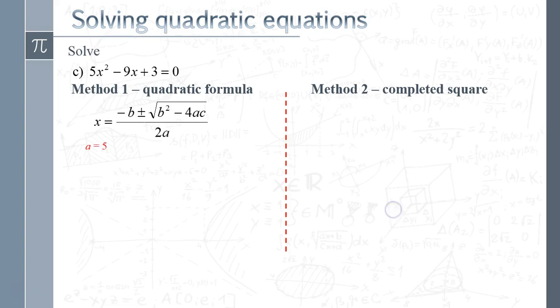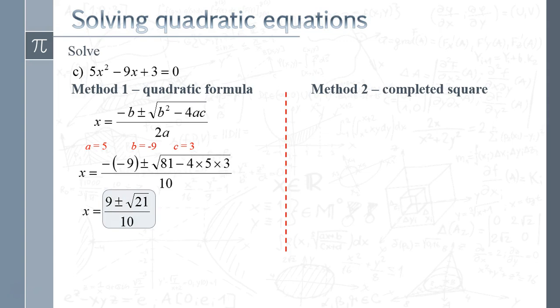There's my formula. Here come my values of A, B, and C. Chuck them in, and you can, like I said, just type that into the calculator or use your equation solver. And there we go, we've got x equals 9 plus or minus root 21 over 10. Let's say that solution is looking a little bit more messy. Let's see what happens when we do completed square.